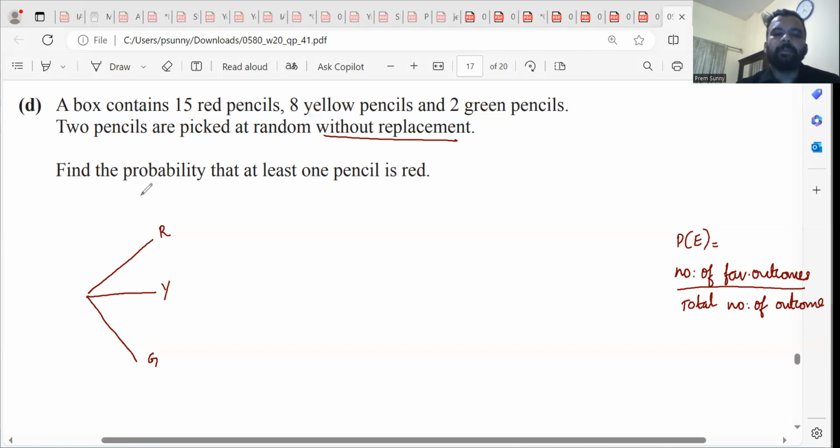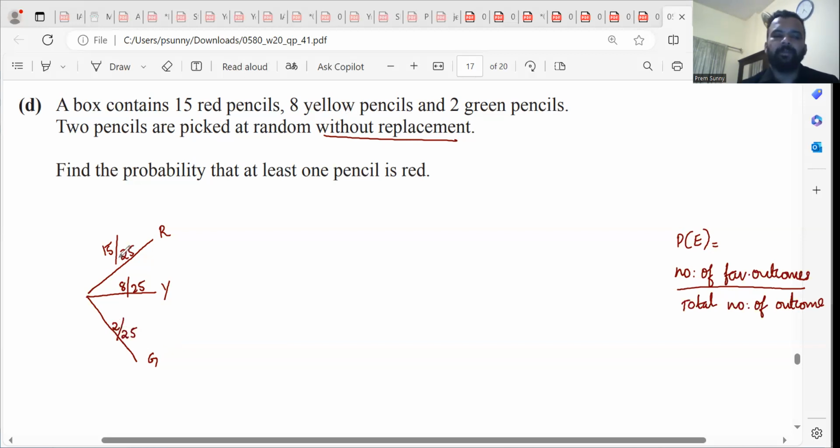In the first attempt, the probability of getting a red is 15 out of total, how many are there? 15 plus 8 plus 2, that is basically 15 plus 10, that is 25. Probability of getting a yellow: how many yellows are there? 8 out of 25. Finally, green: there are 2 green pencils out of 25.